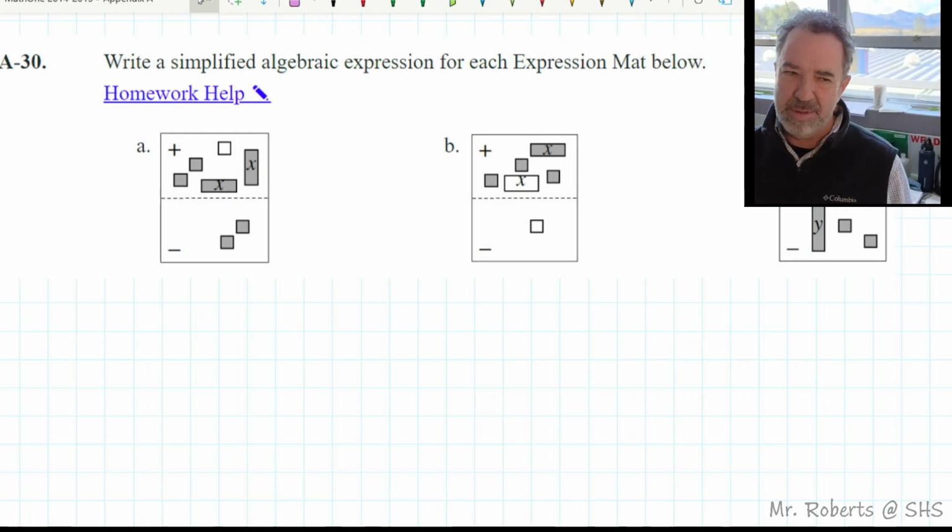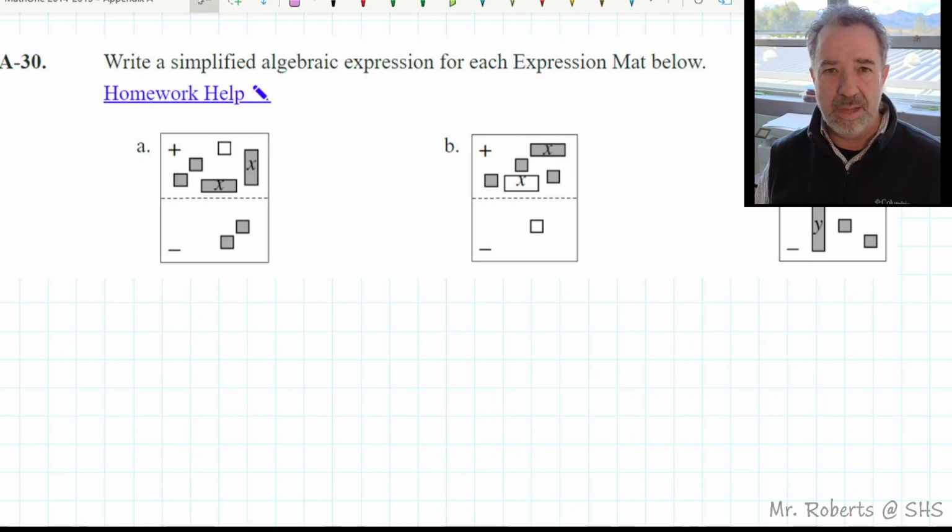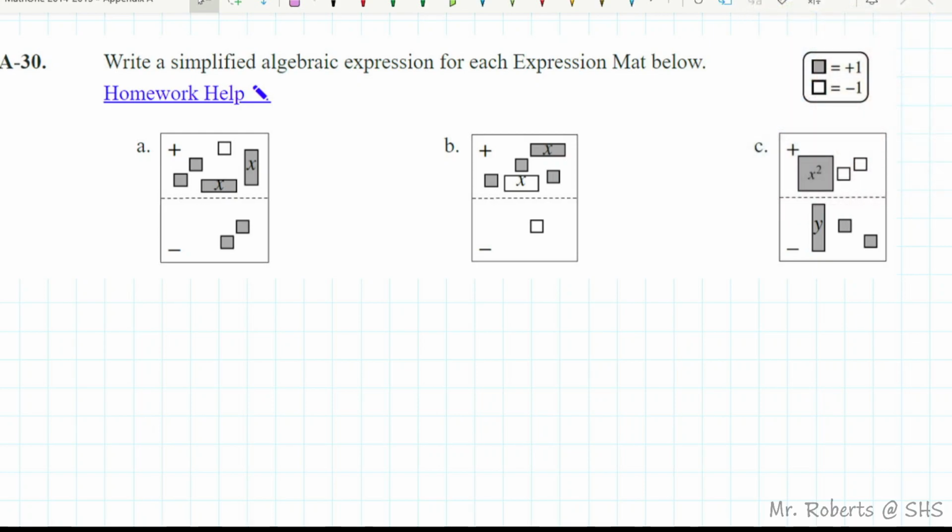Again, my recommendation is don't do every problem this way, but if you're stuck on something and you've got questions, please feel free to use these. So let's start with question number 30. It says, write a simplified algebraic expression for each expression mat below.